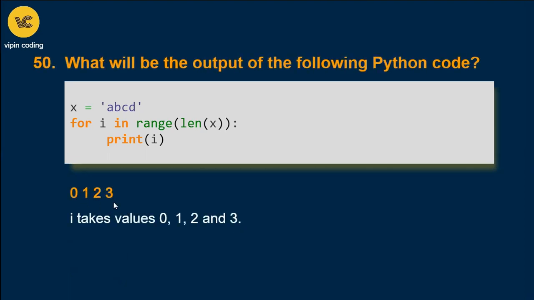The answer is 0 1 2 3. i takes values 0, 1, 2, 3. Okay, got it?